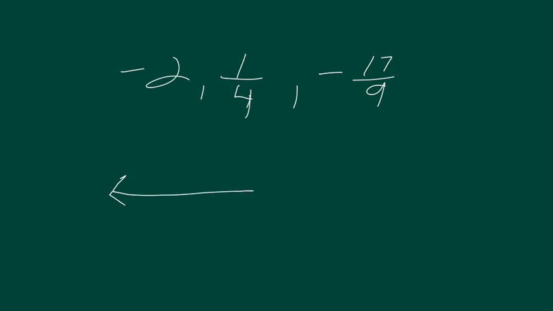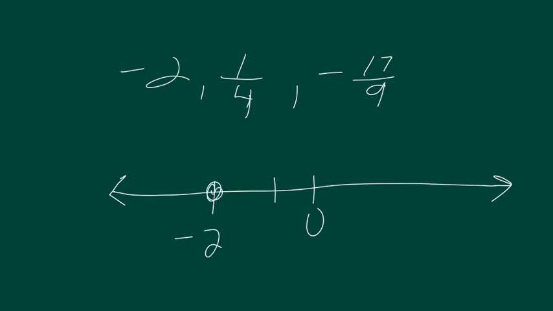Okay, so now let's graph 3 numbers on a number line. So let's graph negative 2, 1/4, and negative 17 over 9. So if we graph these in the same number line, first we'll start with negative 2. Get the easy one out of the way. So we go left 2 units and put a point.